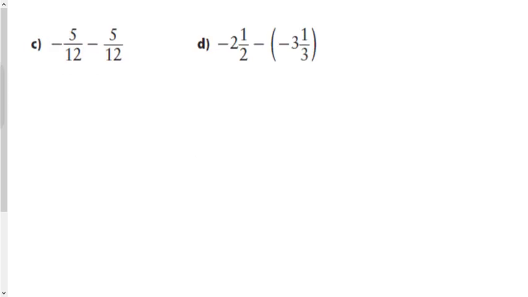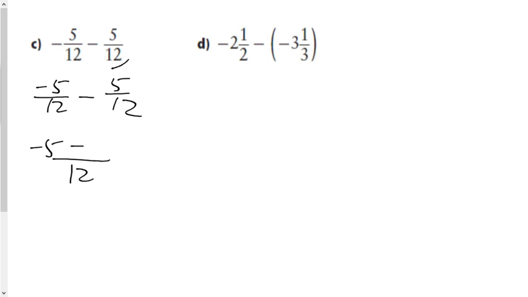Question C says negative 5/12, take away 5/12. Now we have subtraction. So the nice thing about this is our common denominator is already there. Now notice how the negative sign is just with the entire fraction. So when I write this, again, I really want to keep that negative sign in my numerator, just like that. So I'm going to keep the denominator and subtract the numerators. Now, is this a positive 5 or a negative 5? It's positive.